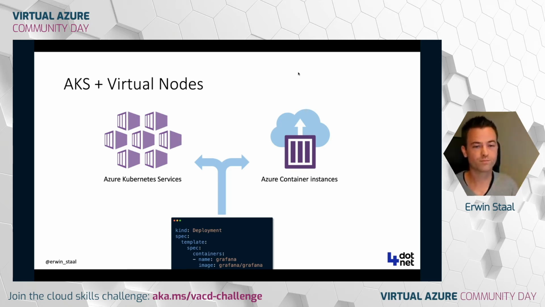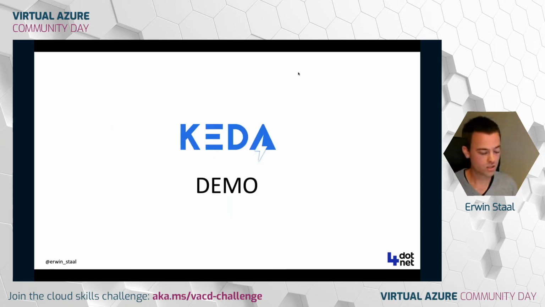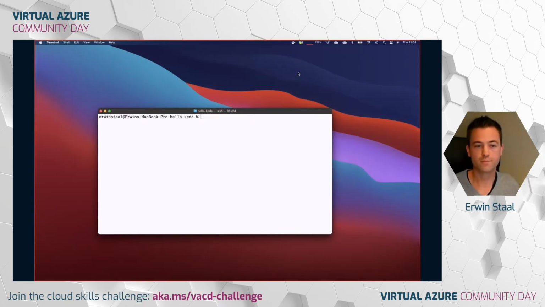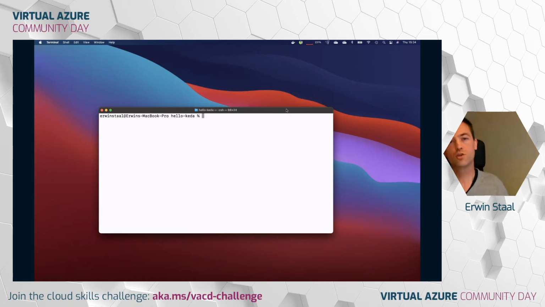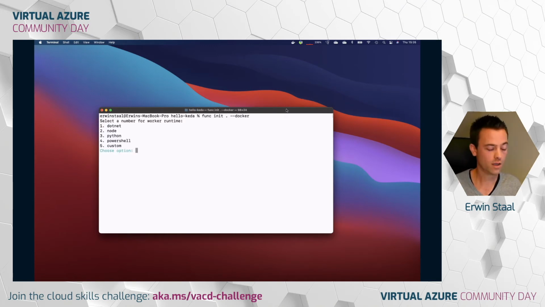That's really cool. All right, so let's dive into a demo there. Since I'm going to show you how to run an Azure function on Kubernetes and then scale that using KEDA, we're going to use the Azure function CLI to create a function. And this is how we can do that. Func init in the current folder, and then specify that we want to run that in a Docker container.